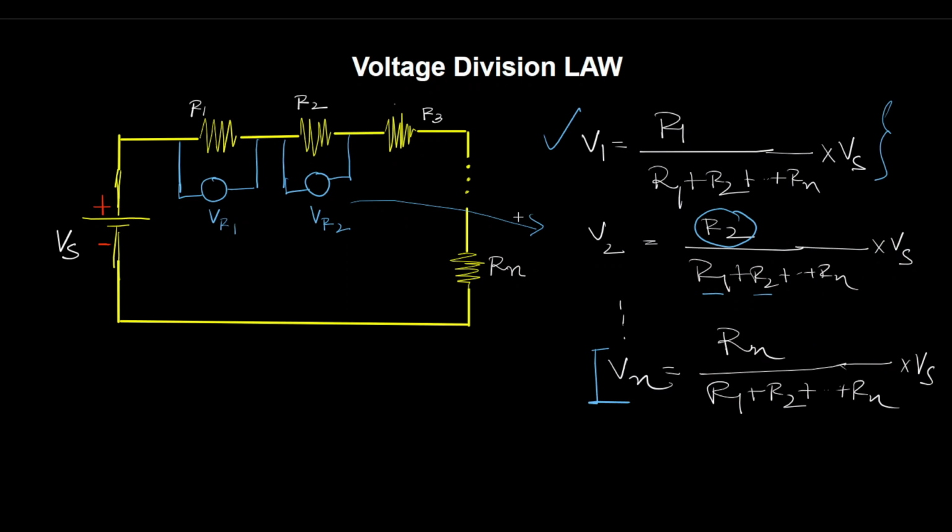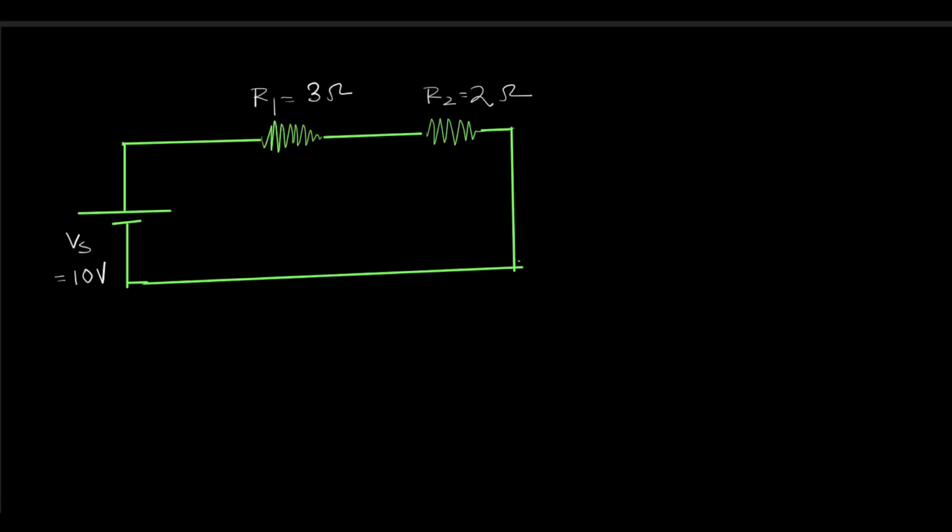Let's see an example. So you can see on the screen, there is a voltage source which is 10 volt, and two resistors are connected in series with the voltage source. Now we are interested to find out the voltage drop across R1, I mean 3 ohm resistance, and the voltage drop across R2, that means 2 ohm resistance.